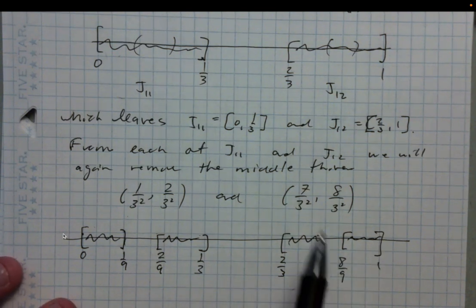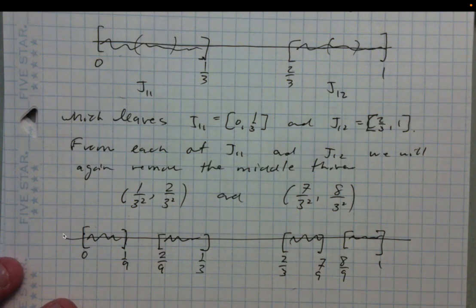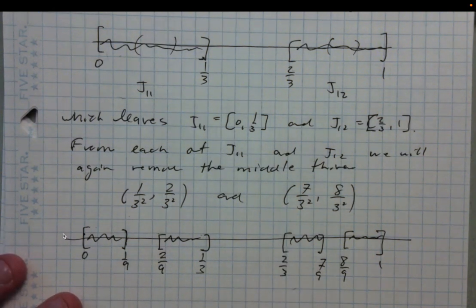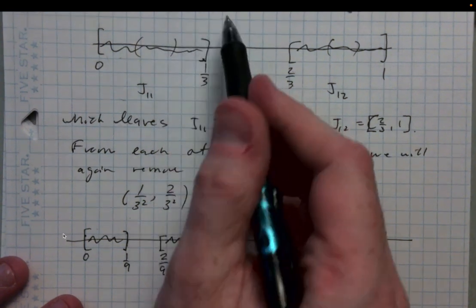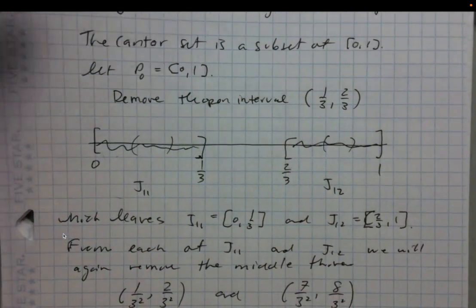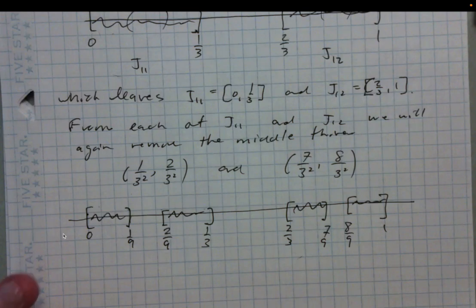After each iteration, we're building on this cutting out. So the Cantor set starts with the interval [0, 1], and we successively remove middle thirds in a symmetric way, sort of a fractal way.